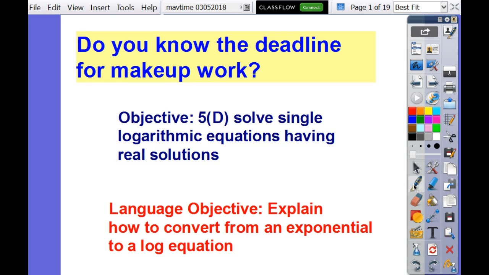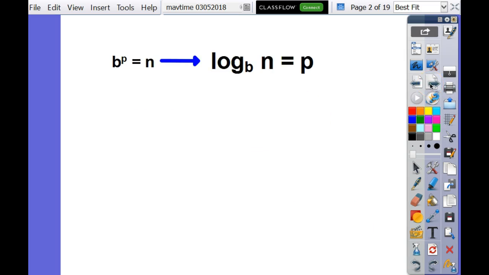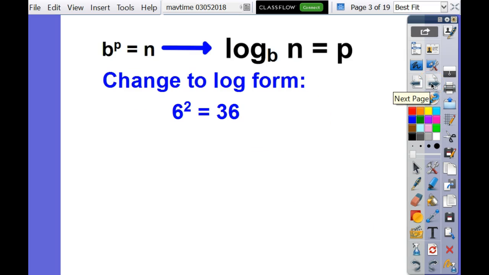And so, we are working toward solving logarithm equations. Before we can solve logarithmic equations, we have to know what they are. So, how do you get a logarithm equation? For example, how do you turn this exponential equation into a log equation? Would you please write this on the left-hand side of your notes here? Do we remember from Friday how to make this into a log equation?